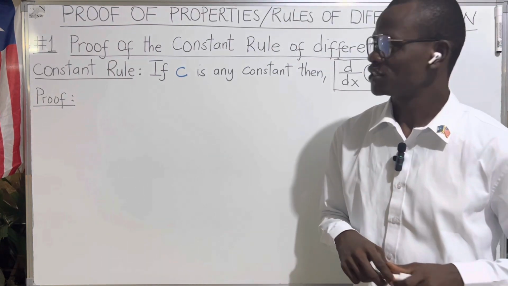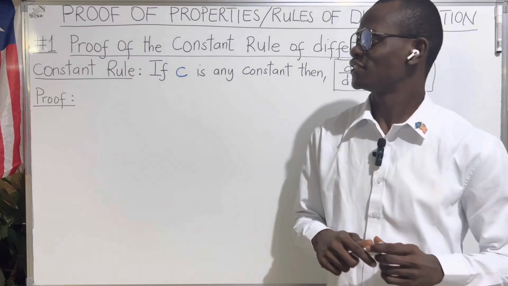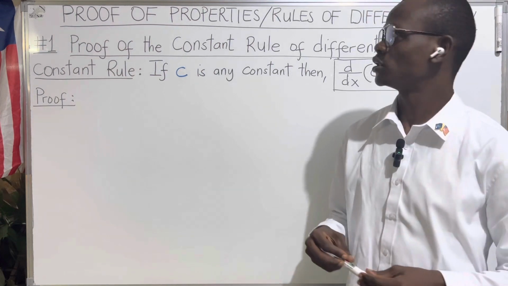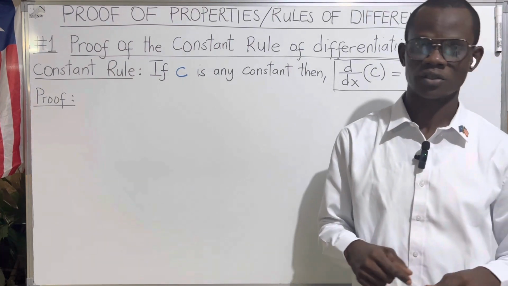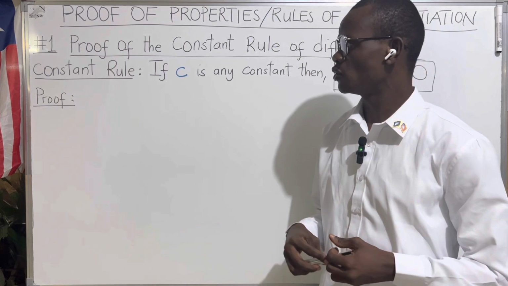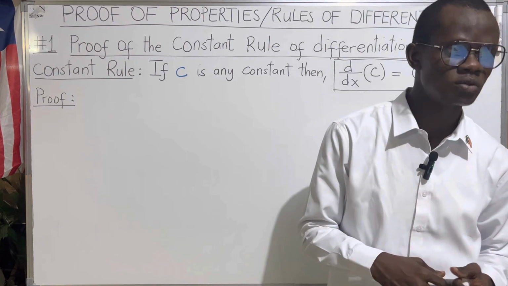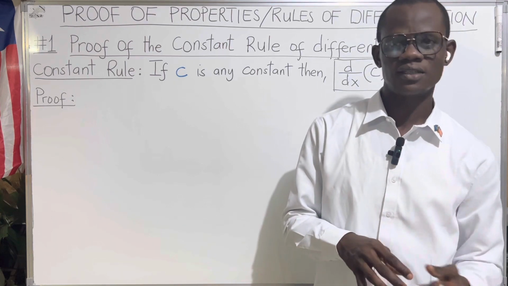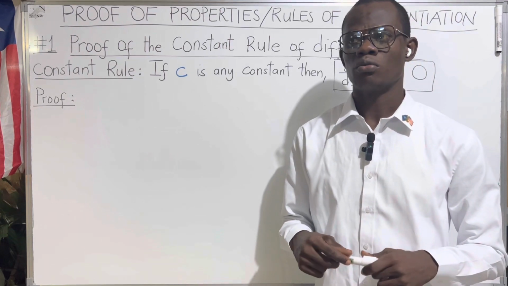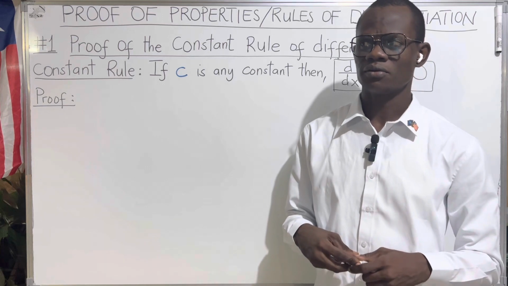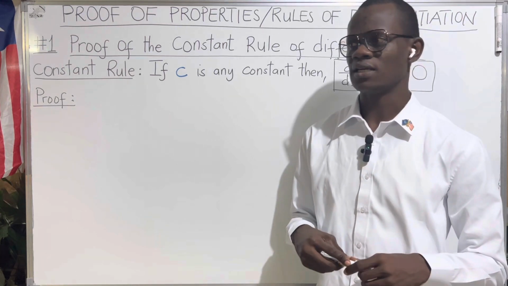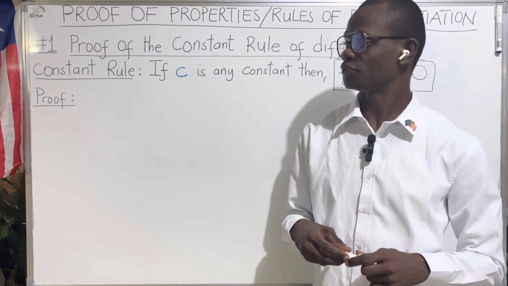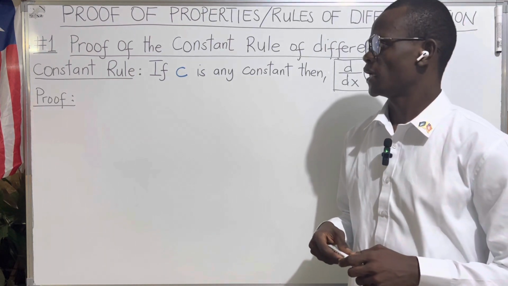In my today's lecture, I will be looking at proof of the properties or the rules of differentiation. So to begin with, we want to look at the proof of the constant rule. And we know that in derivative, the derivative of a constant is equal to 0. So why is it equal to 0? What are the processes that lead the derivative of a constant to be equal to 0? We're just going to look at that now.